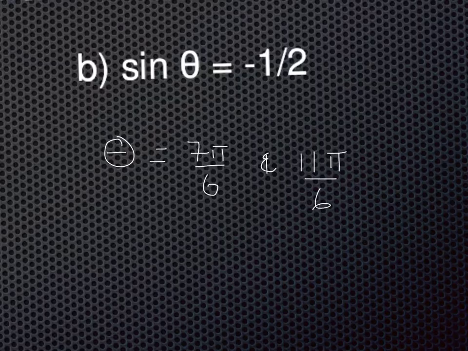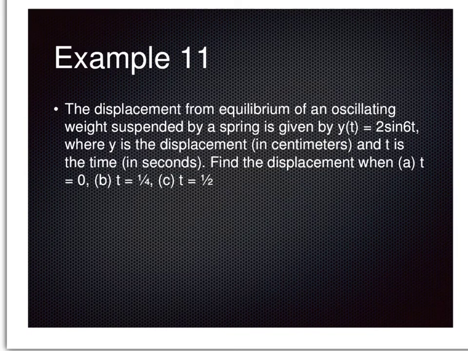Good. And okay, on our final example 11, it says the displacement from equilibrium of an oscillating weight suspended by a spring is given by the function y of t equals 2 sine 6t, where y is the displacement in centimeters, and t is the time in seconds. Find the displacement when a, t equals 0, b, t equals a quarter, and c, t equals a half.